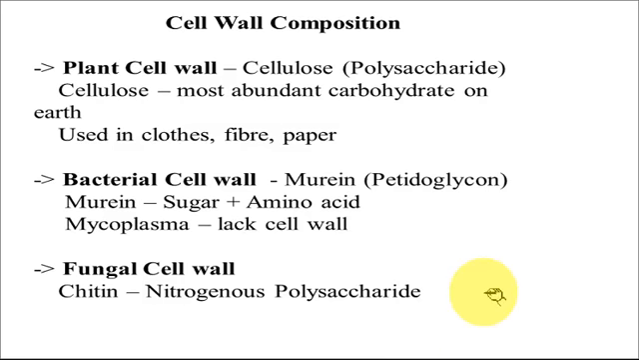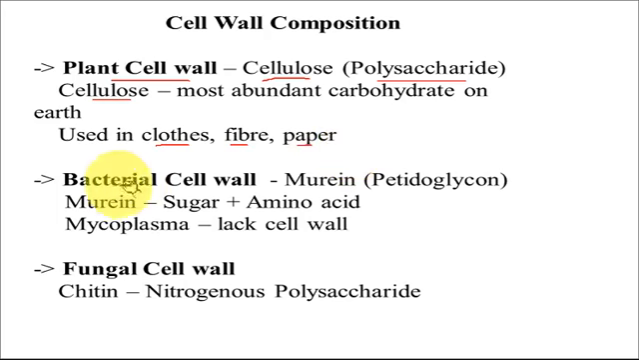Cell wall composition: if you see the plant's cell wall, it is made up of cellulose, a polysaccharide. Poly means many and saccharide means sugars. Cellulose is the most abundant carbohydrate you can find on earth, which is used in the manufacture of clothes, fiber, paper and so on.